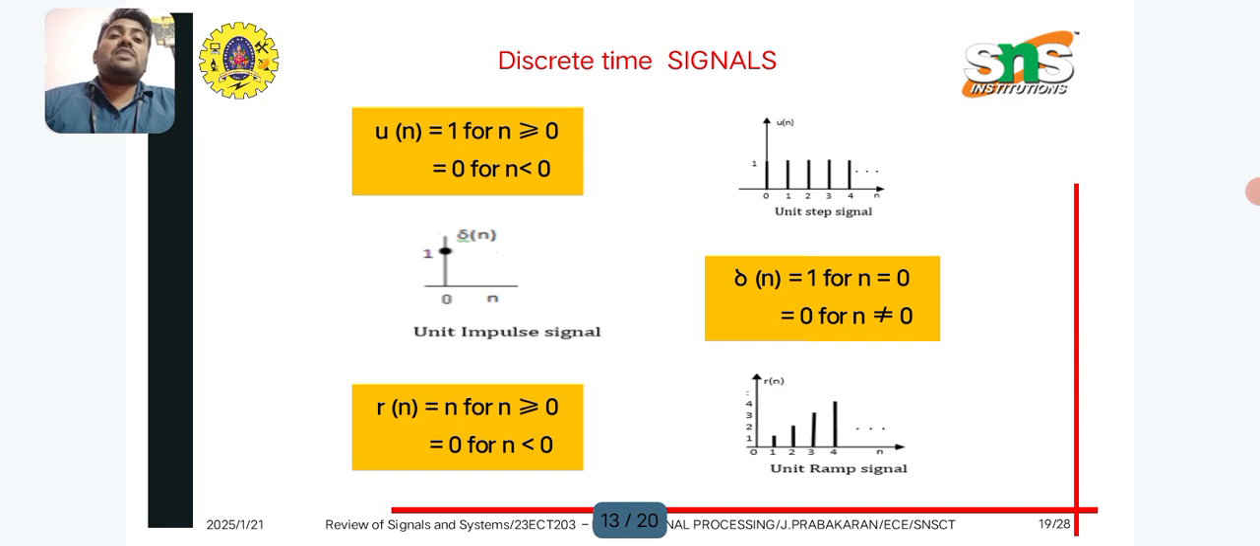The unit step signal is defined as u of n equal to 1 for n greater than or equal to 0, and 0 for n less than 0. You can see here the graphical representation of u of n. Next is del of n, the impulse signal: del of n equal to 1 for n equal to 0, and 0 for n not equal to 0. The ramp signal r of n equals n for n greater than or equal to 0, and 0 for n less than 0.